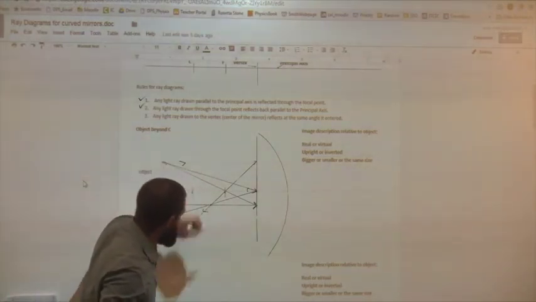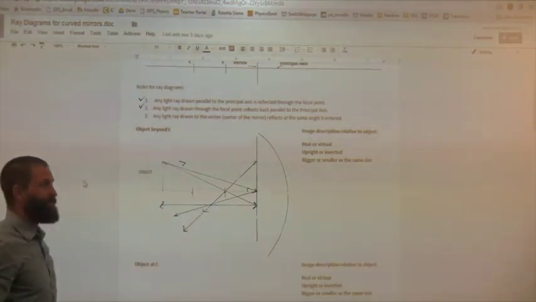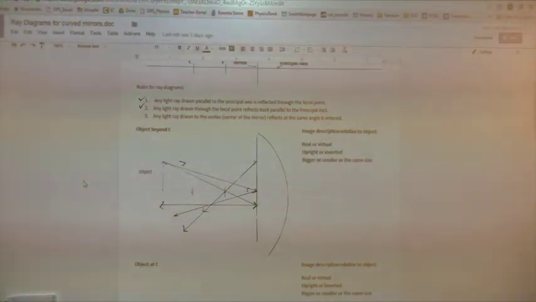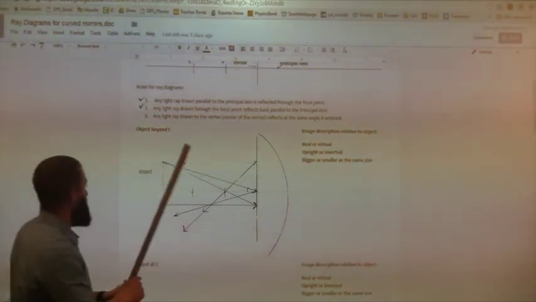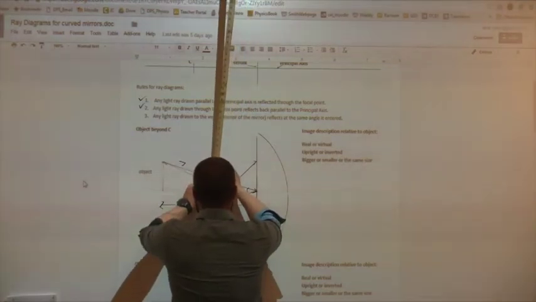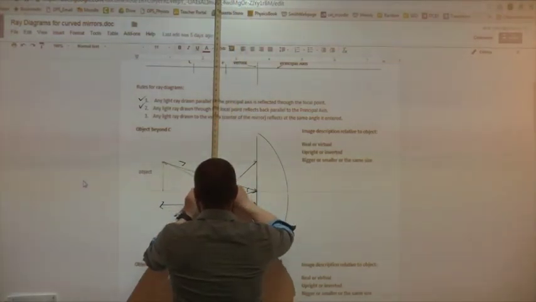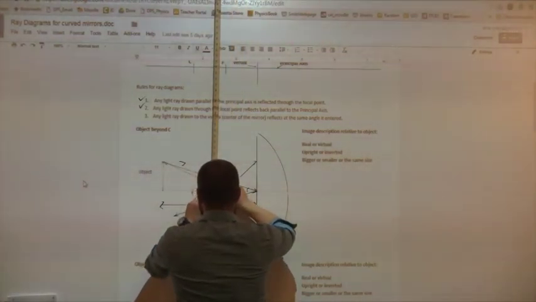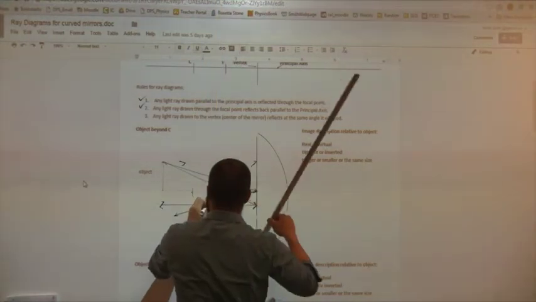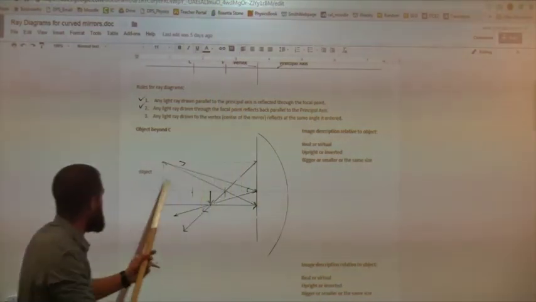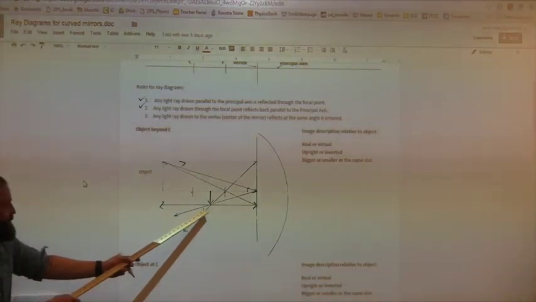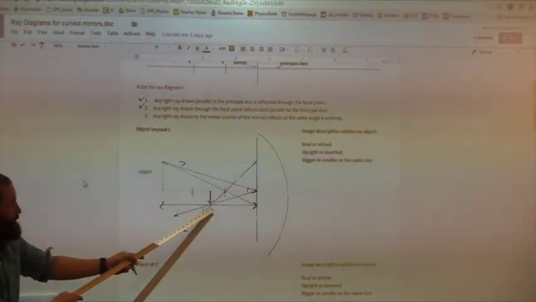So notice, all of these meet right here. So my rays of reflection are doing what? They are coming together. What's the word for coming together? Converging. So now check this out, guys. All these lines are from the very top, right? So now there's my image right there.